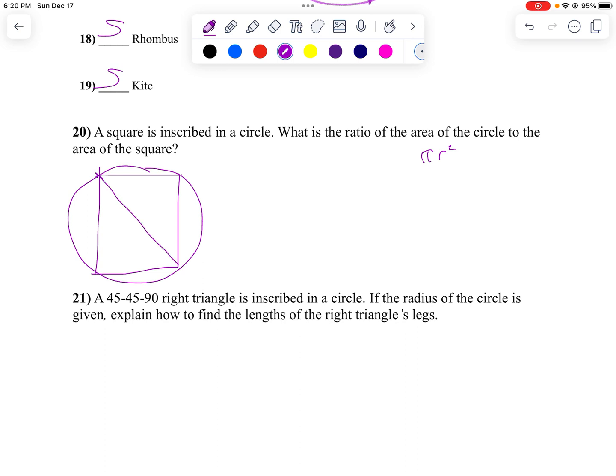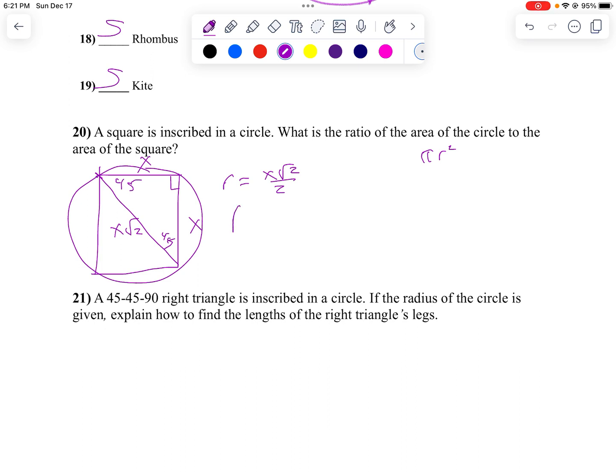So I've got this square. In fact, you see that? We've got a special right triangle here. It's a 45, 45, 90 triangle. So I know my diameter is going to be x times the square root of 2. Now, to find the area, my radius then would be x times the square root of 2 divided by 2.